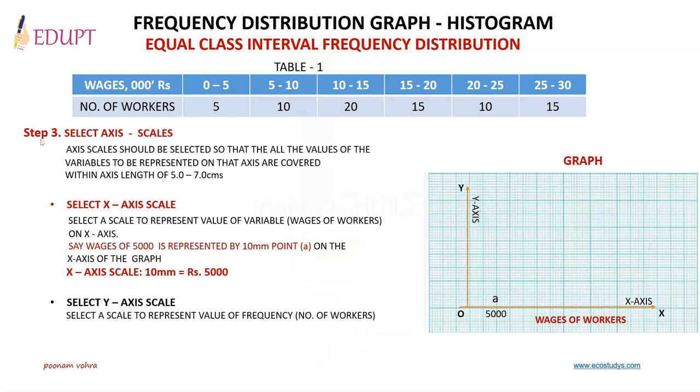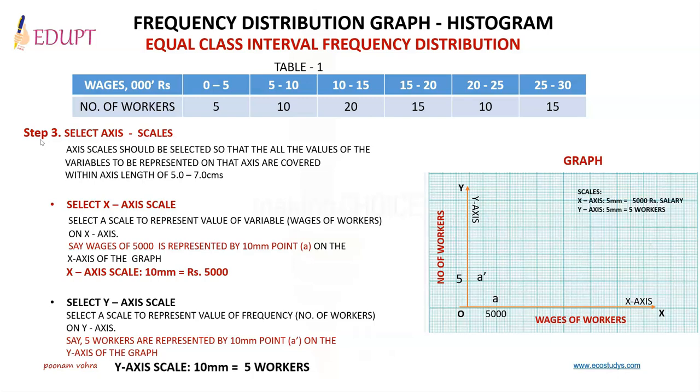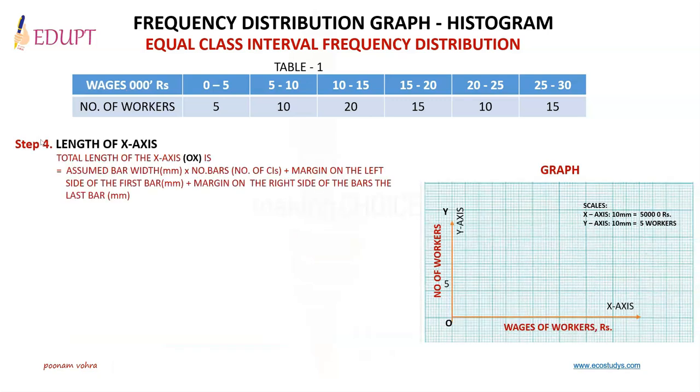For y-axis, you need to select a scale to represent value of frequency, which is number of workers on y-axis. So 5 workers are represented by 10 mm point shown by A dash on y-axis of the graph. So y-axis scale is 10 millimeters is 5 workers. Next is to identify the length of x-axis.